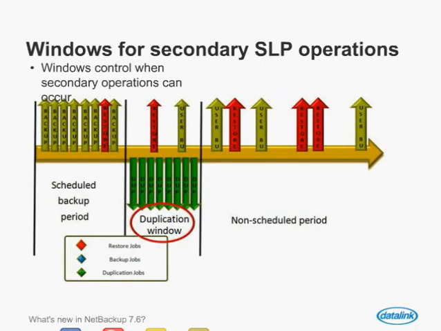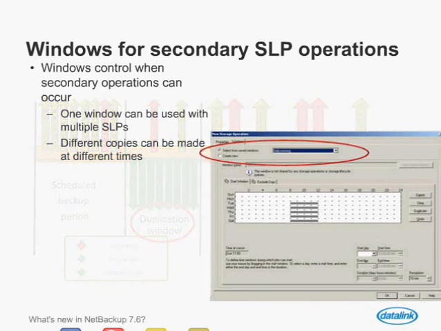Now, through the storage lifecycle policies, I can control the window of when I want to do that. The window is applied at the storage operation level, so you can have different windows for different duplication targets within the same storage lifecycle policy. And here you can see where you select that.